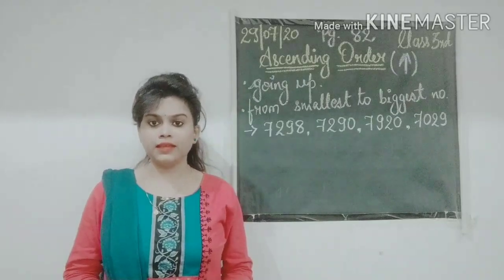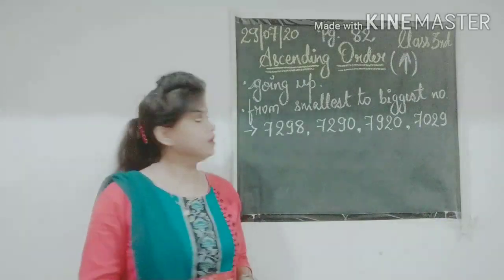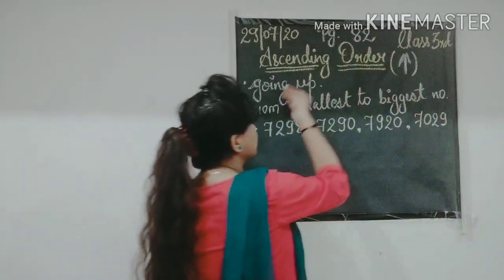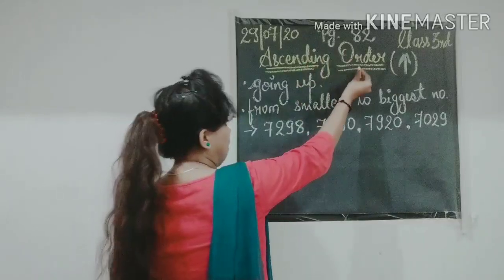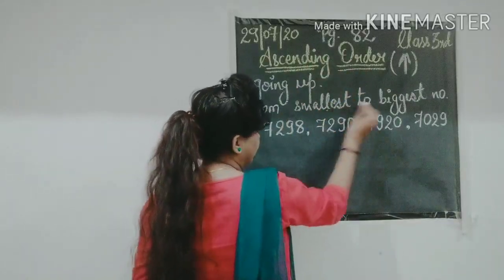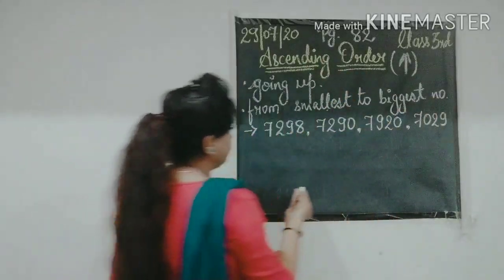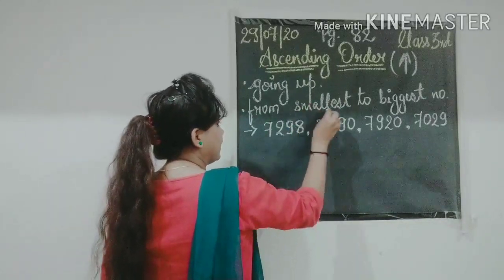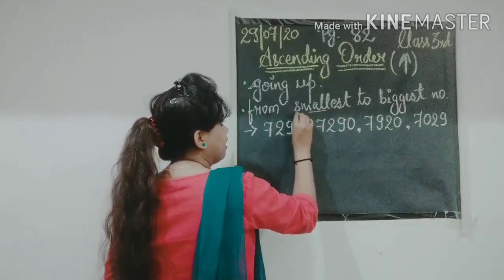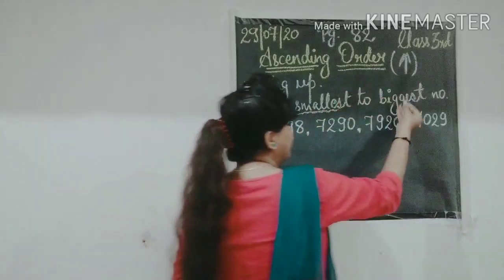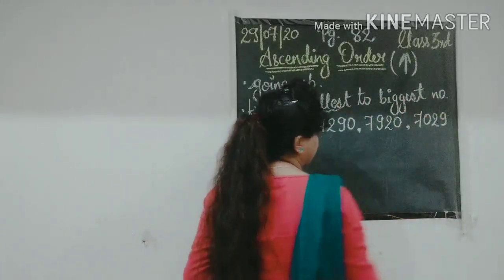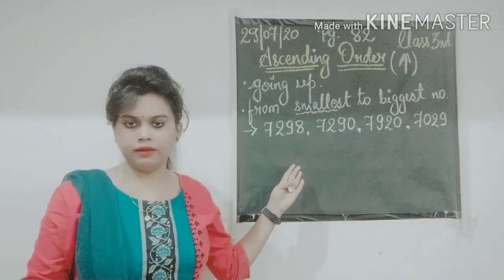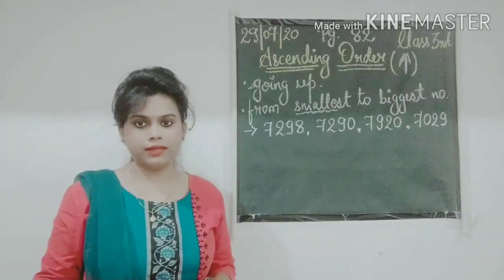Okay, so you have seen ascending order means going up. When you go upstairs, it means ascending order from smallest to biggest number. That means you have to arrange the numbers. First of all, you have to write the smallest number and then to the biggest number. Okay. I have written one example here. This question is not given in your textbook.